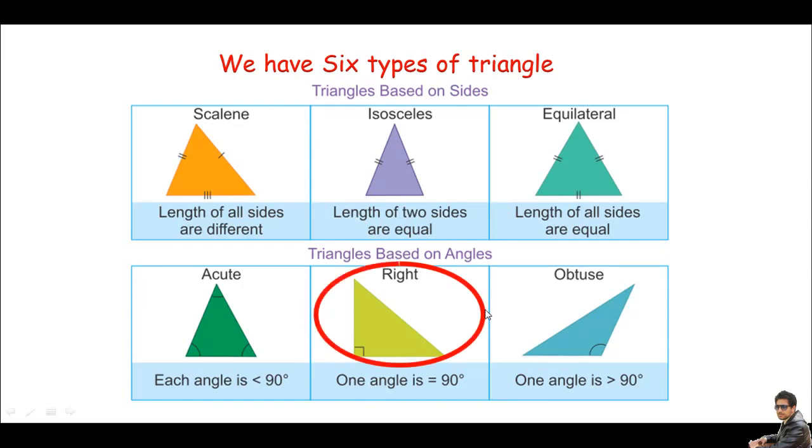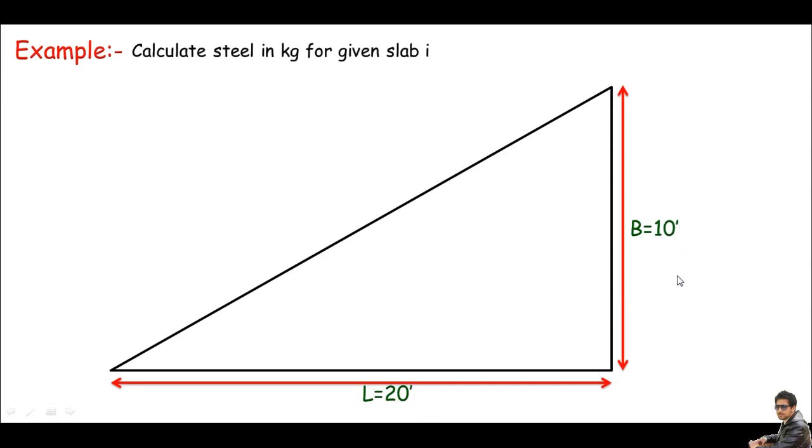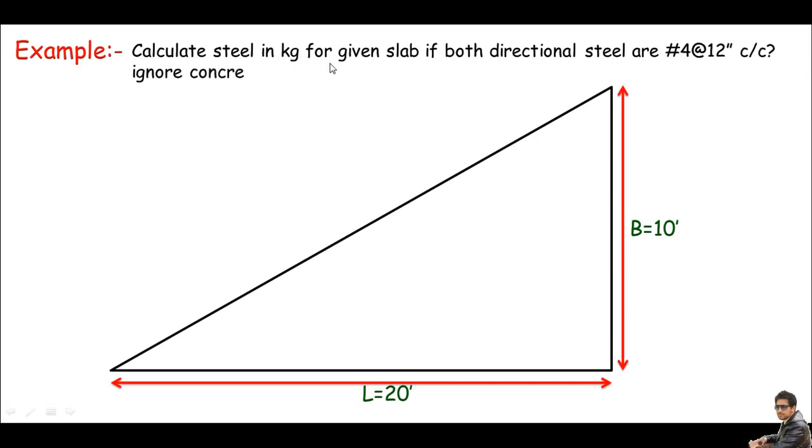I'll take a right angle triangle, because the right angle triangle is quite simple, always used, and the most popular triangle. In this example, we are given a triangle that has length equal to 20 feet and breadth of 10 feet. And we are asked to calculate steel in kg. Yes, I like this word, in kg.